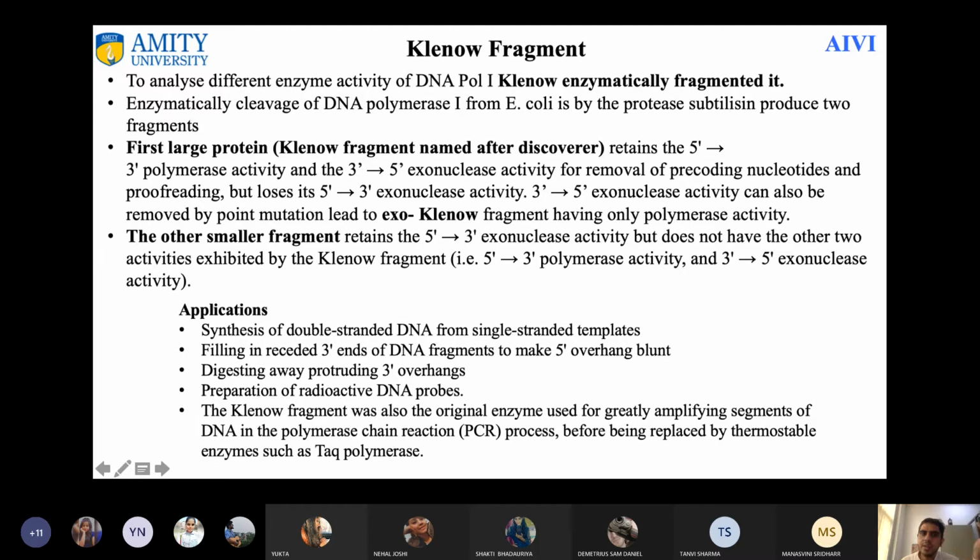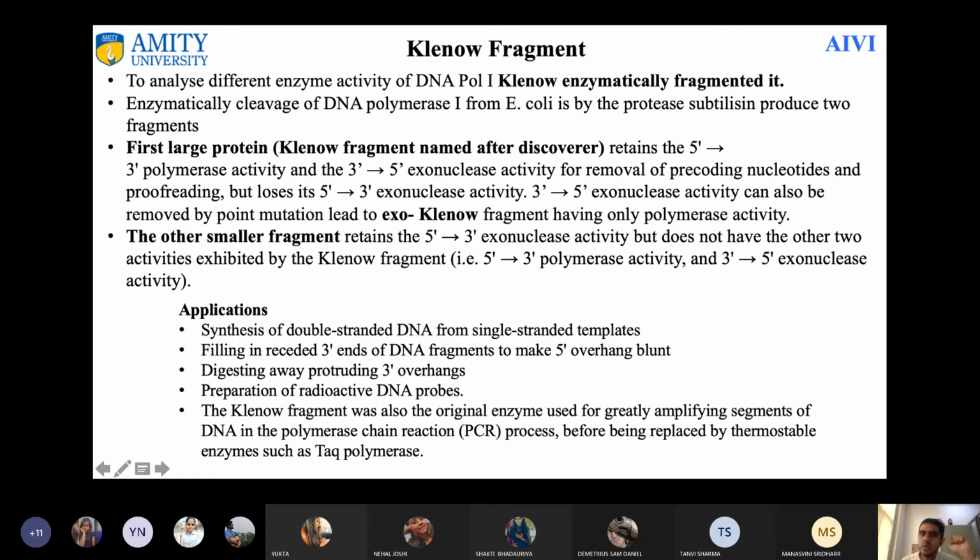So the not required activity that was present in it was the exonuclease, that is the 5' to the 3'. So this activity was removed when you digest your DNA polymerase 1 with subtilisin. Okay, so this fragment which is having the 3' to the 5' exonuclease activity is called the Klenow fragment.